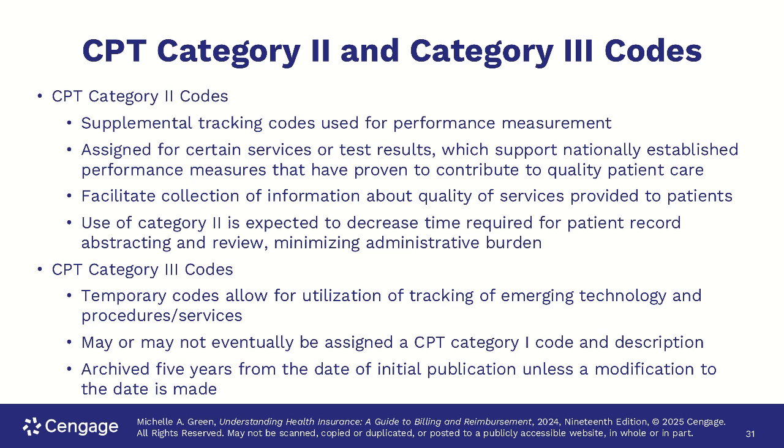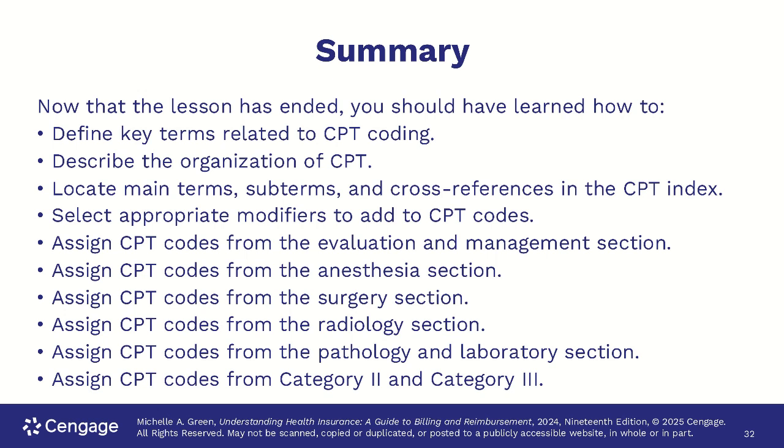And then we get to the end of the CPT book. We know we have our category 2 and 3 codes, which both end in a letter. And category 2 codes are for performance measurement. And category 3 is for that emerging technology.